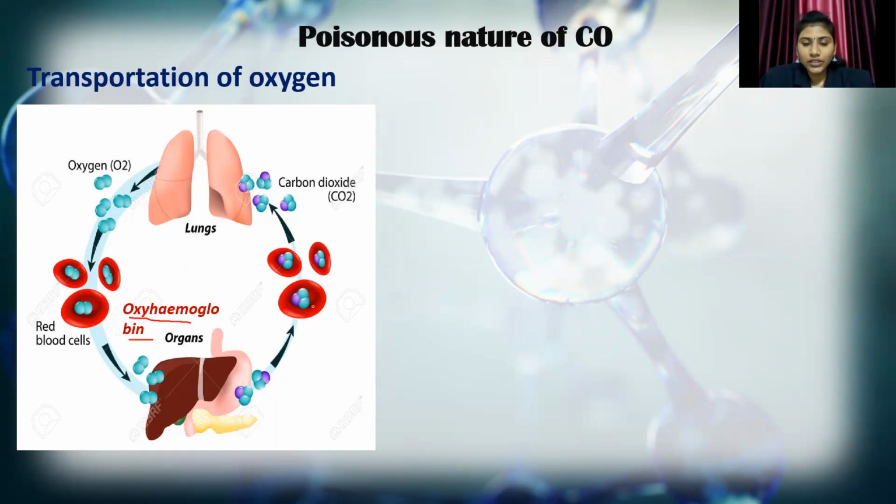In the cells and tissues, respiration takes place, and during respiration, oxygen is used up and carbon dioxide is released. This carbon dioxide is again carried by the blood and comes to the lungs. From there we are exhaling carbon dioxide. This is the oxygen cycle, or this is how the transportation of oxygen takes place in our body. Now let us see, what if we are inhaling carbon monoxide in a larger amount than oxygen? What will happen in our body?